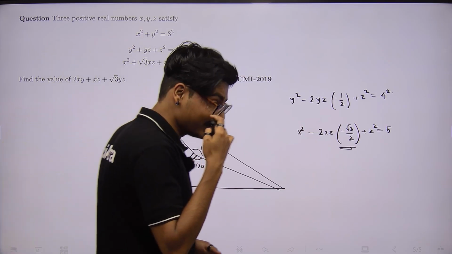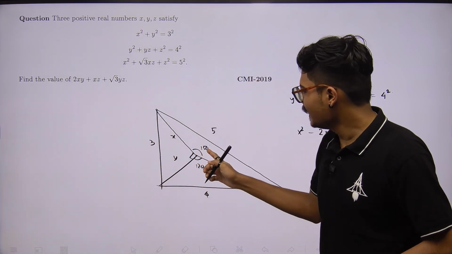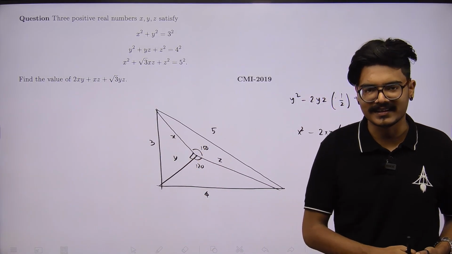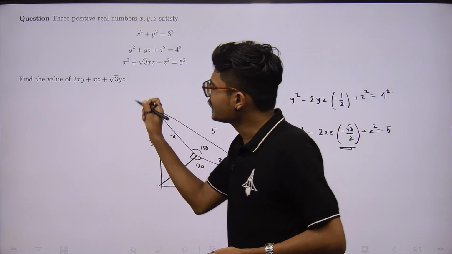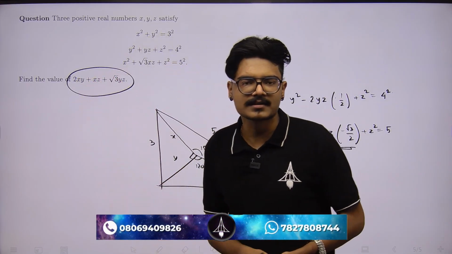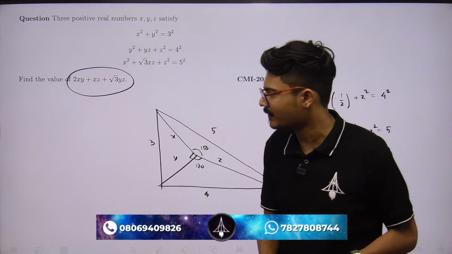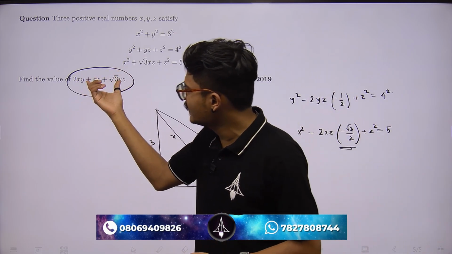Now why can I draw a figure like this? Because if you look carefully, the angle around this point is nothing but 360 degrees. So I can complete this figure. Now, one thing you should have noticed is that at no point in this question were you asked to find the values of x, y and z respectively. All you had to do was find the final value of this expression.